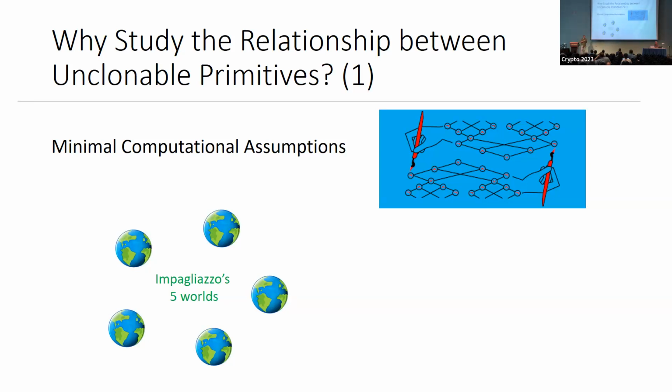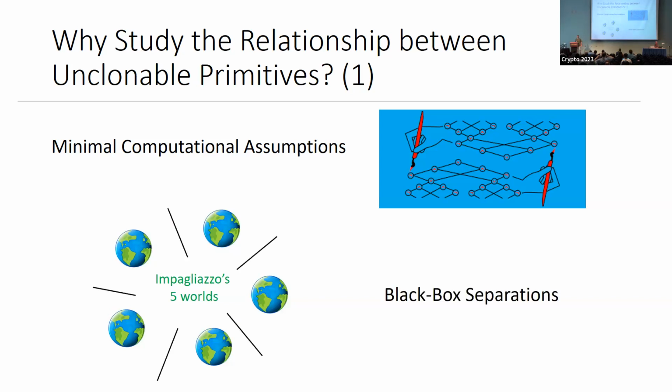First of all, we want to understand what minimal assumptions are necessary in achieving each of these primitives. In the classical world, we've done a great job over the years having what we call Impagliazzo's 5 worlds. And this describes what scenarios are possible and what hierarchies of primitives we have. It's supported by numerous black box separation results, which we're still lacking in unclonable crypto.